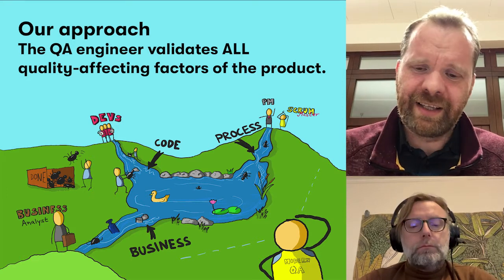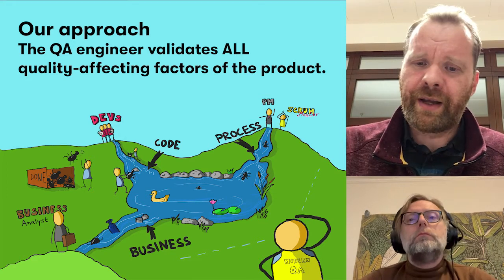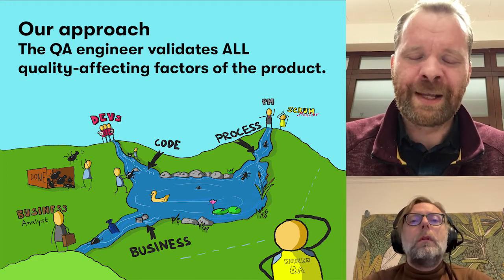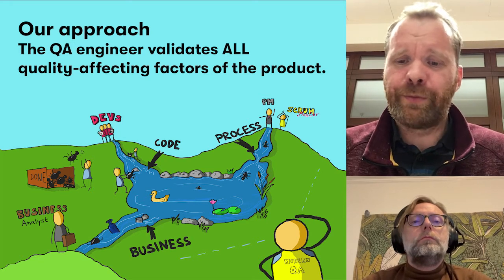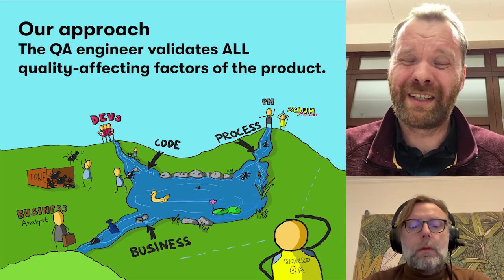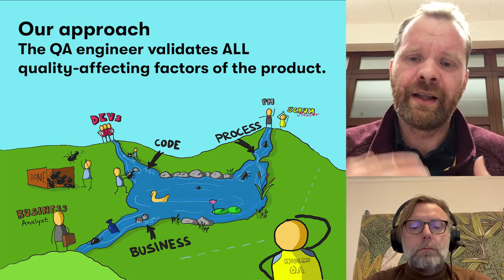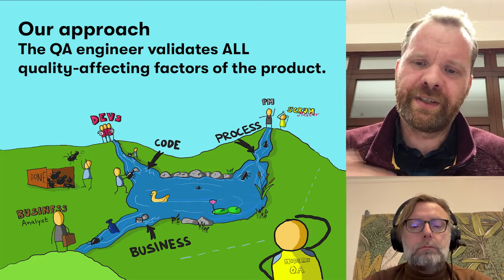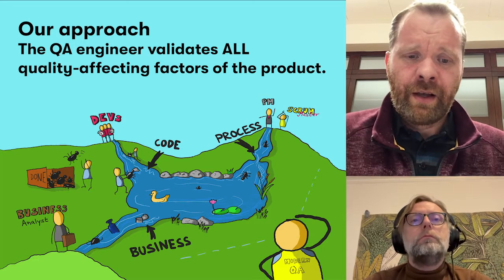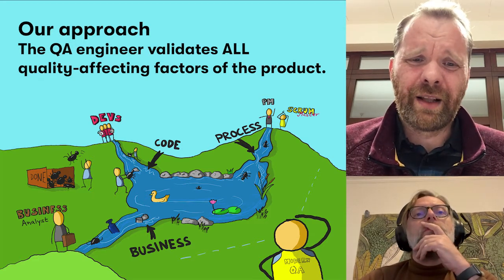So QA should be at least aware of the project process. Why did we choose this type of release process, for example? And isn't there a better solution? We should still keep asking those questions and oversee this part of the product delivery as well.